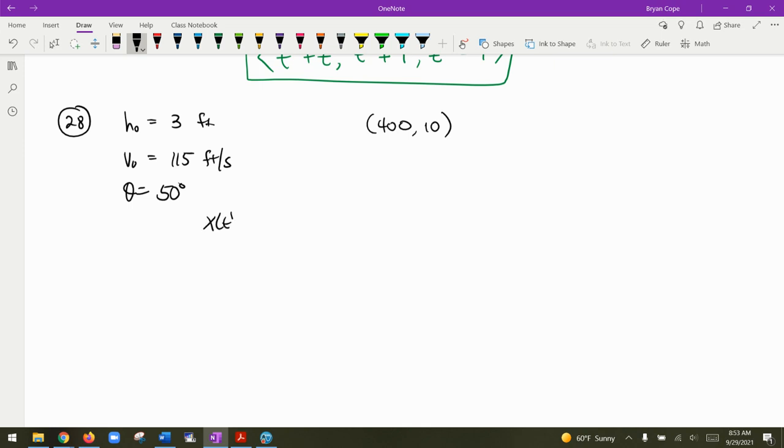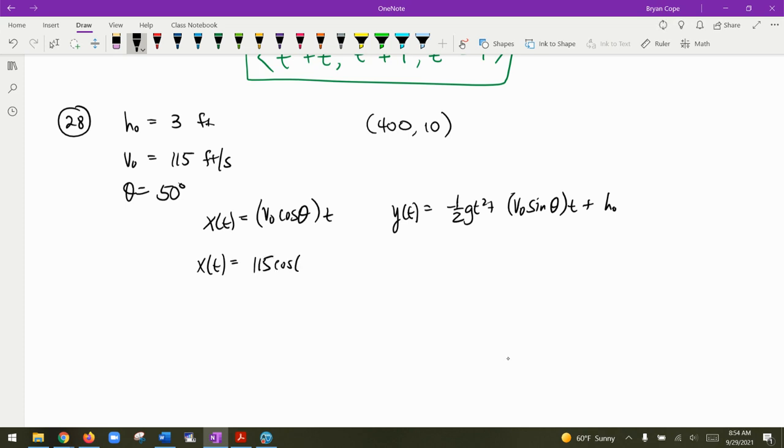Okay, so our x function is v naught cosine theta times t. There is no x naught in this case because we're considering home plate the origin in terms of x. And y of t equals negative 1/2 g t squared plus v naught sine theta t plus h naught. So x of t is 115 cosine 50 times t, and y of t, g in this case is 32, so negative 16 t squared plus 115 sine 50 t plus 3.